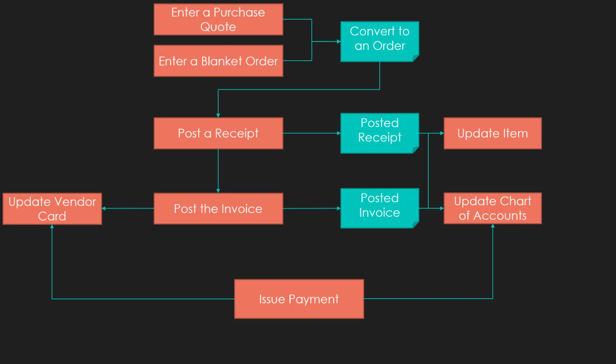Now, the central document in this is of course the purchase order. However, a purchase process can also start from a quote or a blanket order. We can convert a quote or a blanket order to a purchase order and then start posting. Once we have posted it, we get a posted receipt document and update the item, so the inventory will increase as the items are received. We will also post an invoice, which will result in a posted invoice document, which will update the chart of accounts and the vendor cards. We would then need to pay the vendor, and after we issue the payment, the vendor card and the chart of accounts will both be updated.